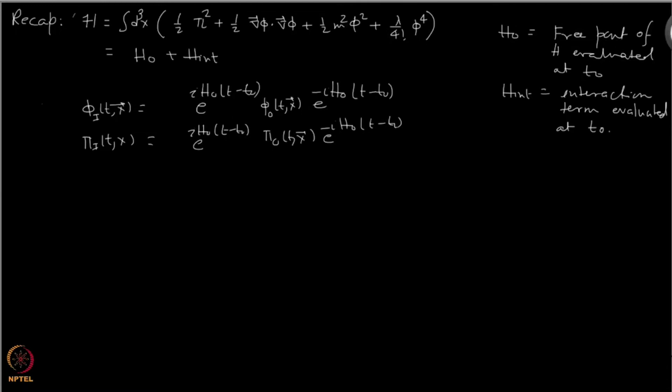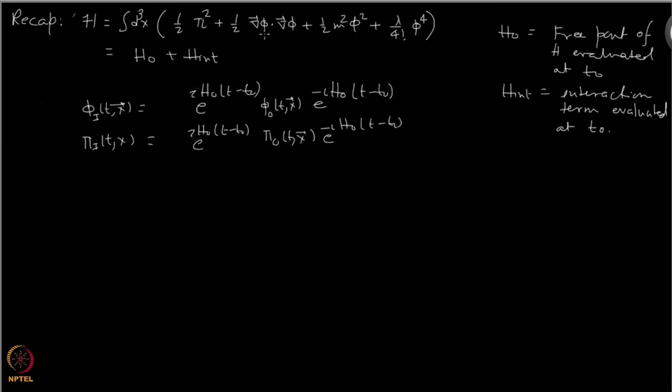Okay, let's start with a quick recap. So here is the Hamiltonian of the phi-4 theory that we are looking at, which we wrote as a sum of a free part and an interacting part. And we wrote down the free part and the interacting part at time t naught.